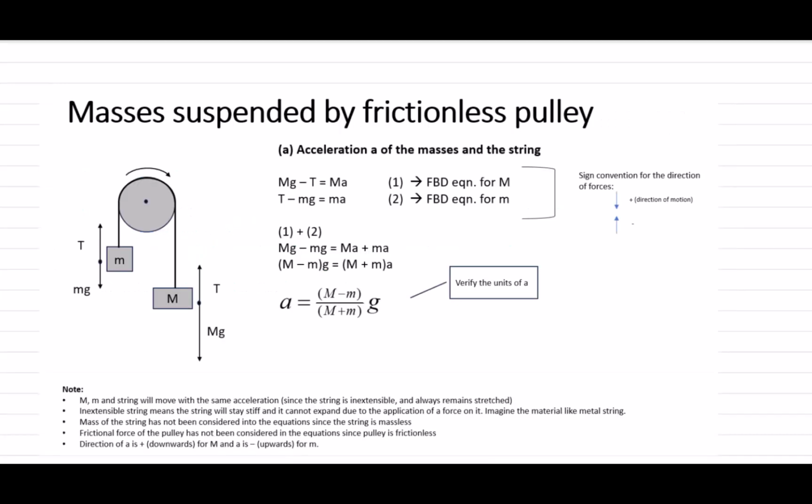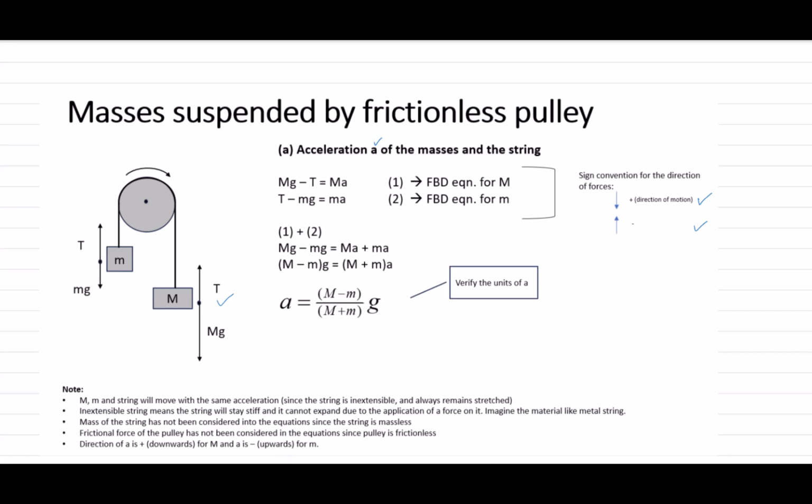So let's first derive the expression for the acceleration a of the masses and the string. If we focus on the free body diagram for the bigger mass, the direction of motion of the bigger object is vertically downwards, which we take as the positive direction. Here I mentioned the sign convention for convenience. The downward direction I take as positive, which is the same as the direction of motion, and the opposite direction will be with a negative sign.